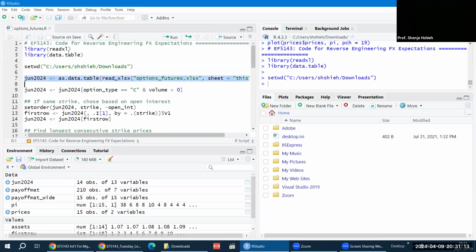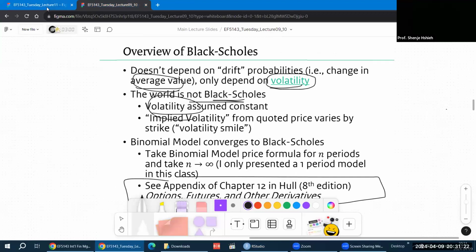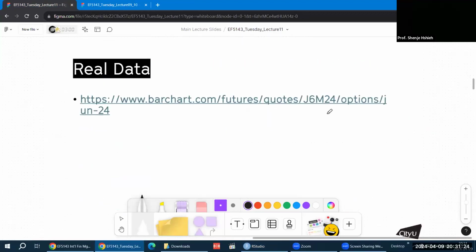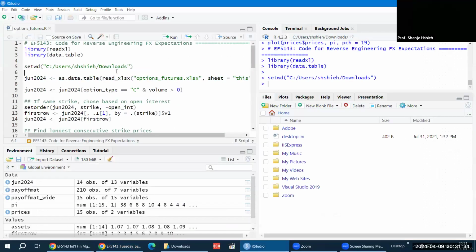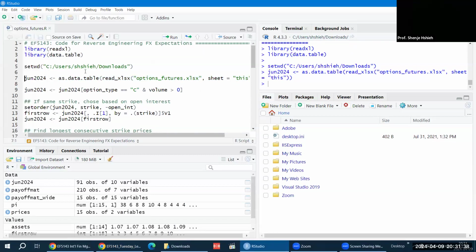I downloaded this data maybe a few days ago. This is taken from this website at some point in time, so you can check that. I think that's for Japanese yen, but you can also find euro dollars. So I get that data, I load it in, and let me show you what it looks like.